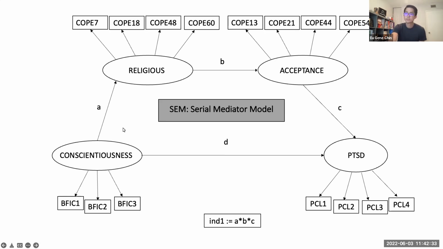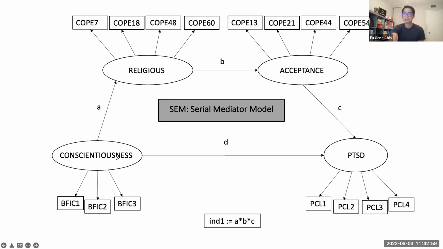We are going to say conscientiousness as a personality trait, one of the big five personality traits, is going to have a direct effect on PTSD symptoms due to COVID. And you'll also have an indirect effect through religious coping, degree of acceptance, and you'll have a downstream effect on PTSD as well.